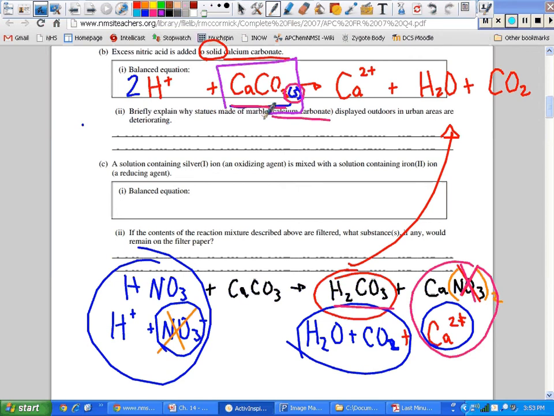Okay. The key word is displayed outdoors. This is one of those questions you're like, okay, AP, I get there's chemistry here, but I don't know why you're asking me this question. This is more of an environmental question. I get it. We are in South Alabama.